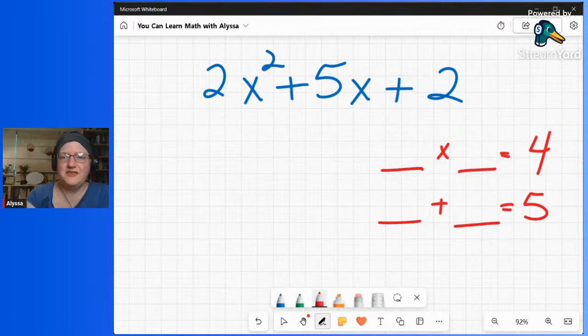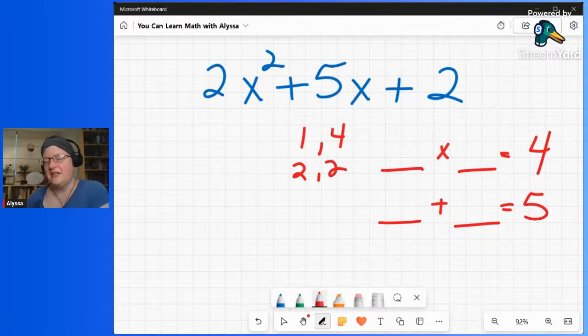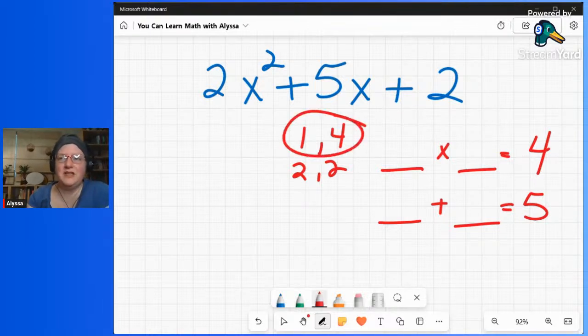Right, so what are our factors of 4? 1 times 4 and 2 times 2. Both multiply together to get 4. Which of these adds to get 5? That would be 1 plus 4.